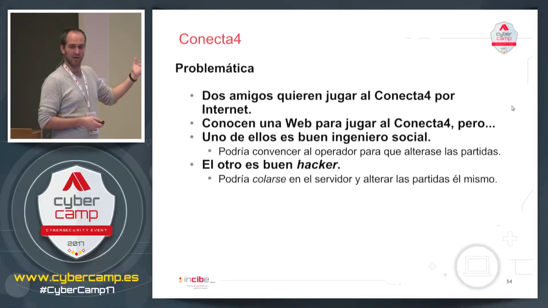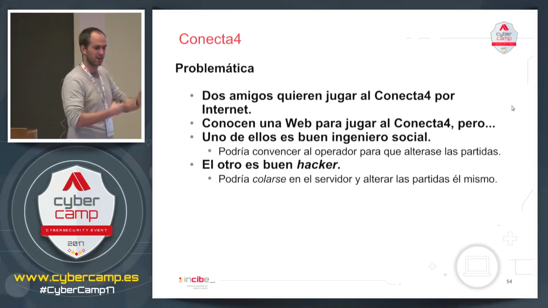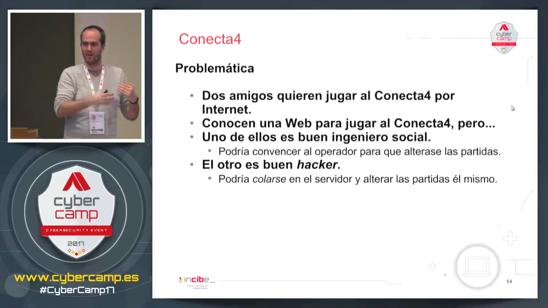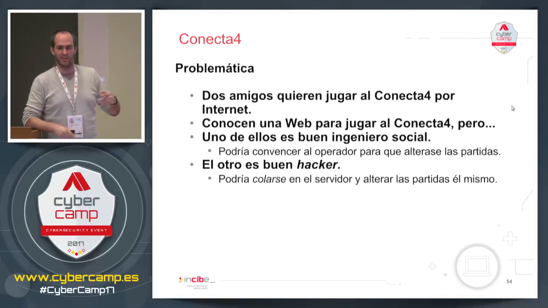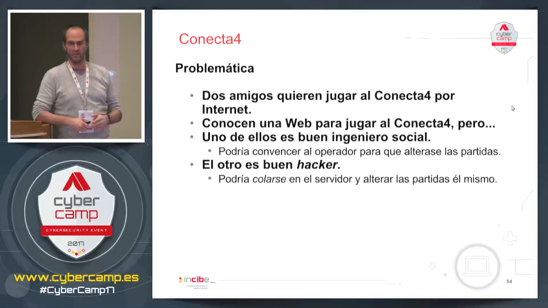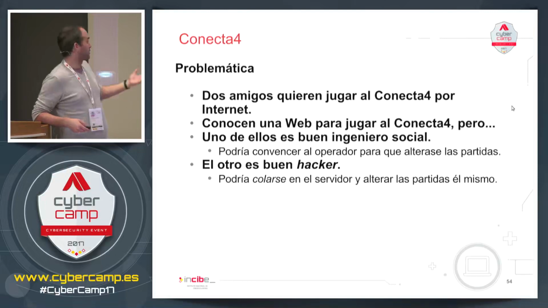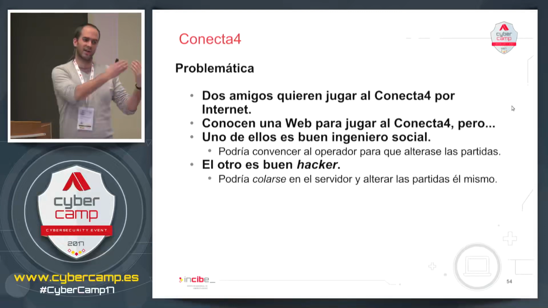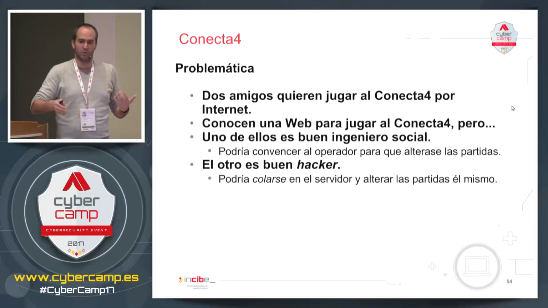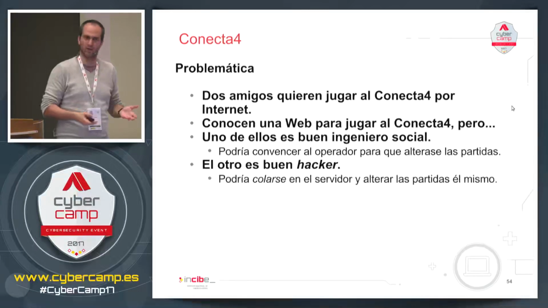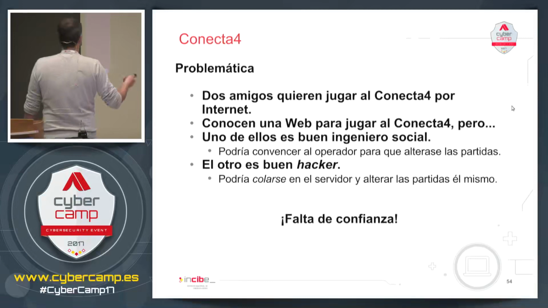What happens? There are two friends. One is a social engineer, a genius who can convince anyone, and the other one doesn't trust his friends. He can ask the web server technician to manipulate and tamper with the games. I don't trust you. I don't trust this social engineer. The other one is a hacker. He can get into any web server. The social engineer says, no, I don't trust you because you are going to get into the system. You're going to change the result of the game. I don't trust you. So what happens?